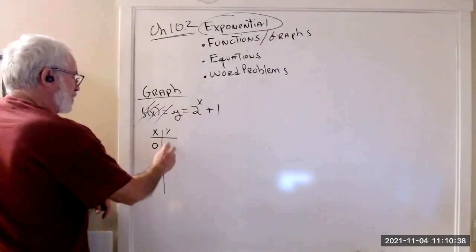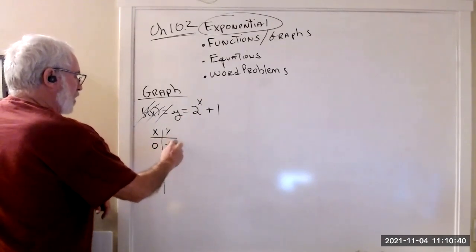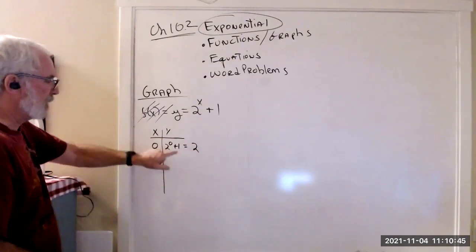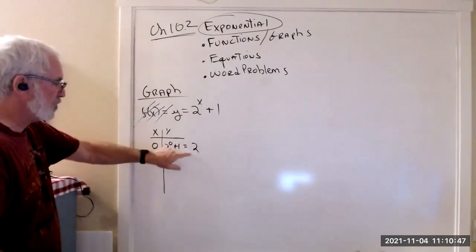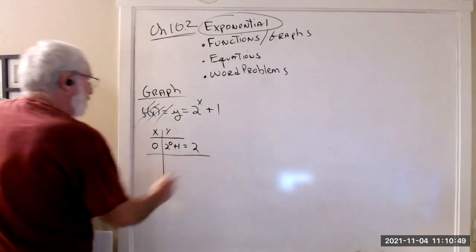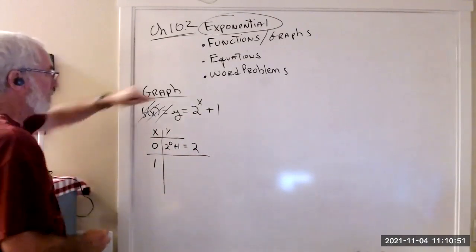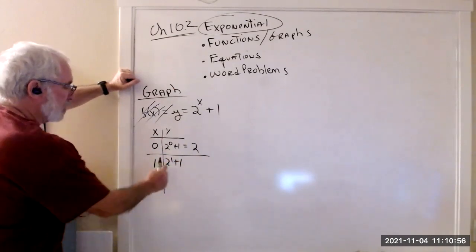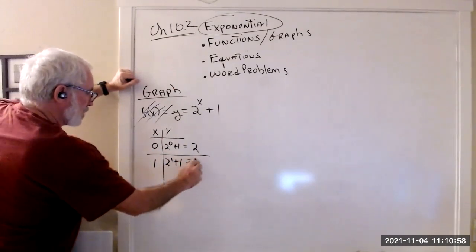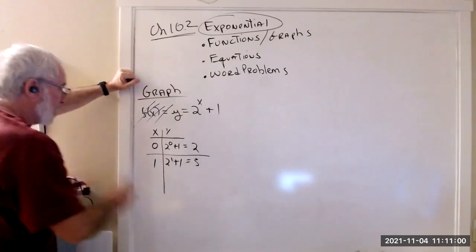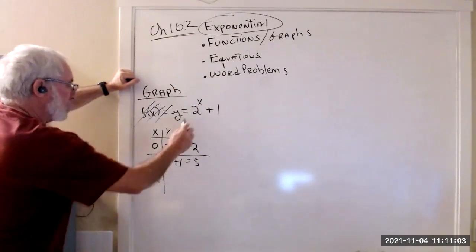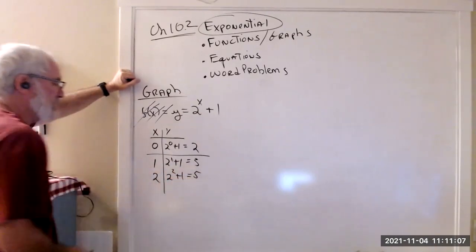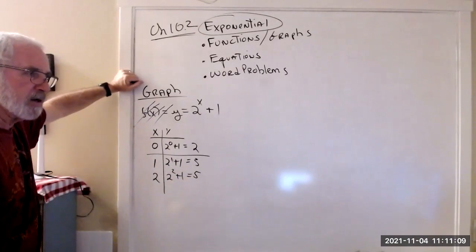So we have 2 to the 0 plus 1, which is 1 plus 1, which is 2. Remember, anything to the 0 power is 1. What if x is 1? 2 to the 1 plus 1. That's 2 plus 1, which is 3. What if x is 2? 2 to the 2 plus 1 is 5. That's good enough. You get the idea.